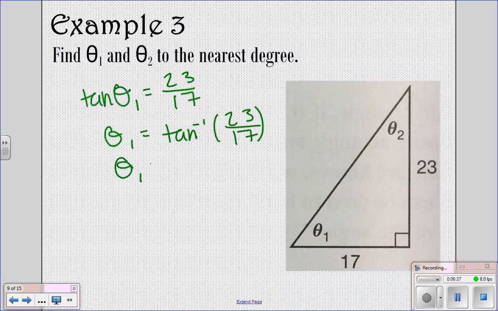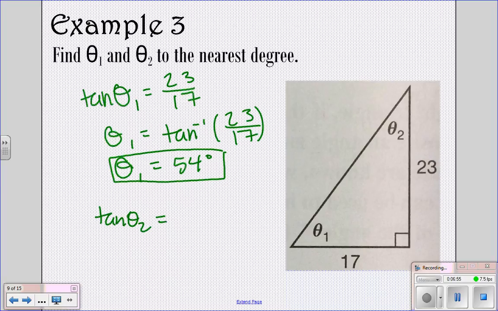If you plug that into your calculator, you should get 54 to the nearest degree. And so that would be theta 1. Now we're going to find theta 2. And so again, we're going to use tangent because we don't have the hypotenuse. So on theta 2, the opposite is 17 and the adjacent is 23. And so theta 2 is going to be tangent inverse of 17 over 23.